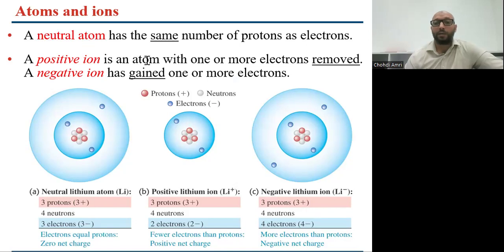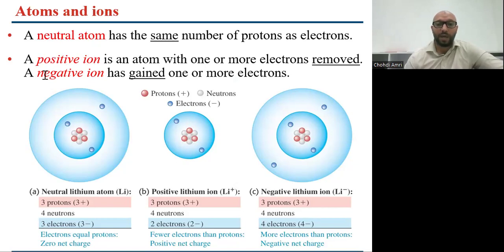Imagine now that some electrons are removed from the atom. In this case, the total number of protons exceeds the total number of electrons. That means the positive charges in the atom exceed the negative charges of the atom. In this case, the atom will be charged positively, and we talk about a positive ion.